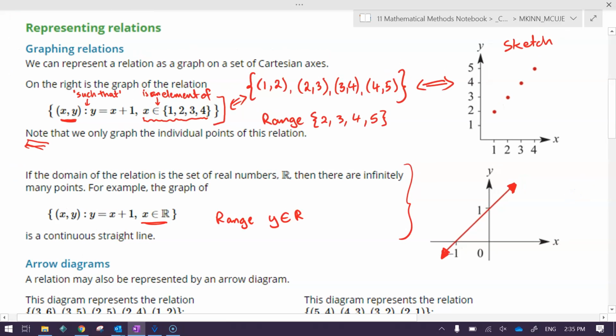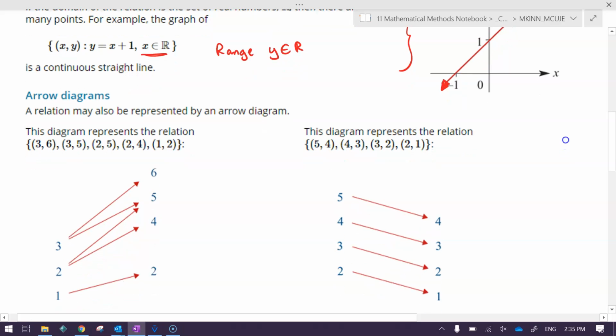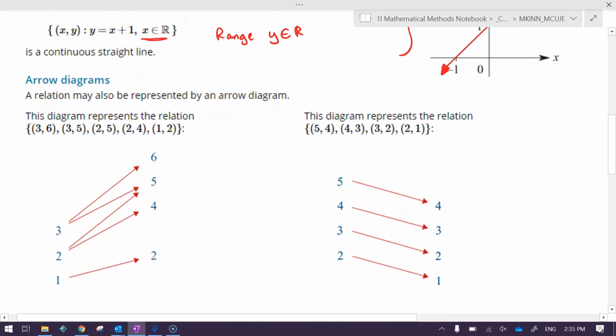All right. So we're going to have a look at some other ways of representing functions. They're always the same thing. It's just telling you, here are the numbers I put in, here are the numbers I get out. What other ways could I represent relations? These are called arrow diagrams. Let's see if we can make sense.